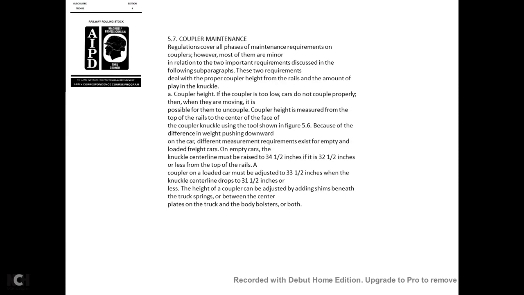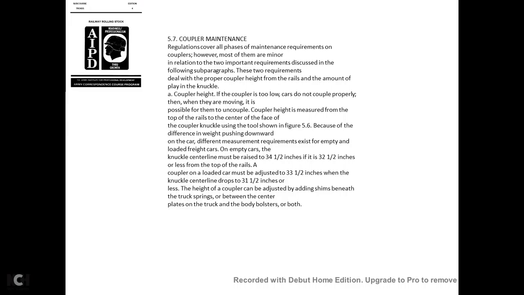5.7 Coupler maintenance regulations cover all phases of the maintenance requirements of the coupler. However, most of the minor regulations aside, the two most important requirements are discussed in the following paragraphs. The two requirements deal with the proper coupler height from the rail and the amount of play in the knuckle. If the height of the coupler is too low over the car, it does not couple properly when moving, and it is possible for the cars to uncouple.